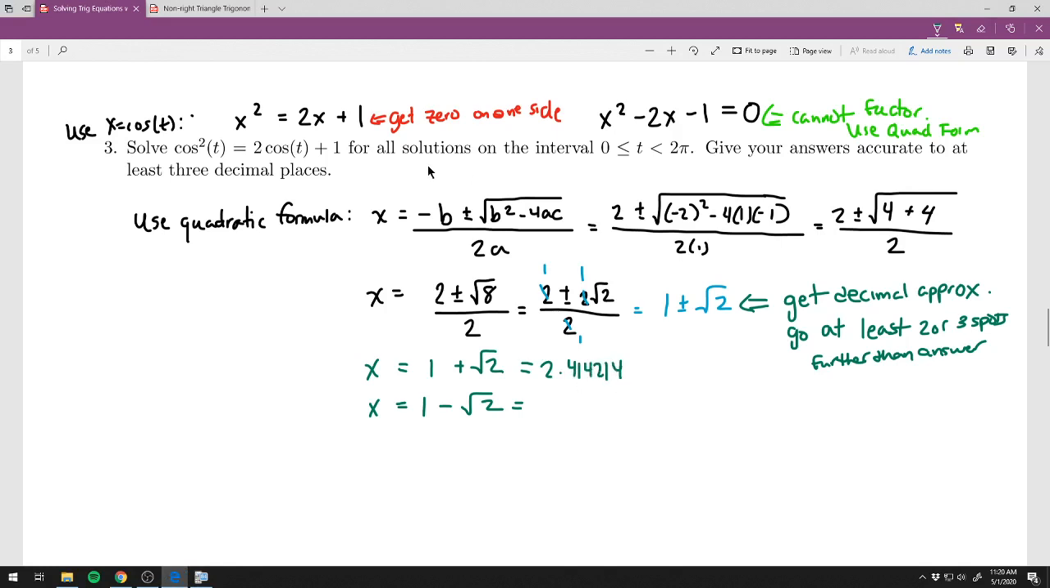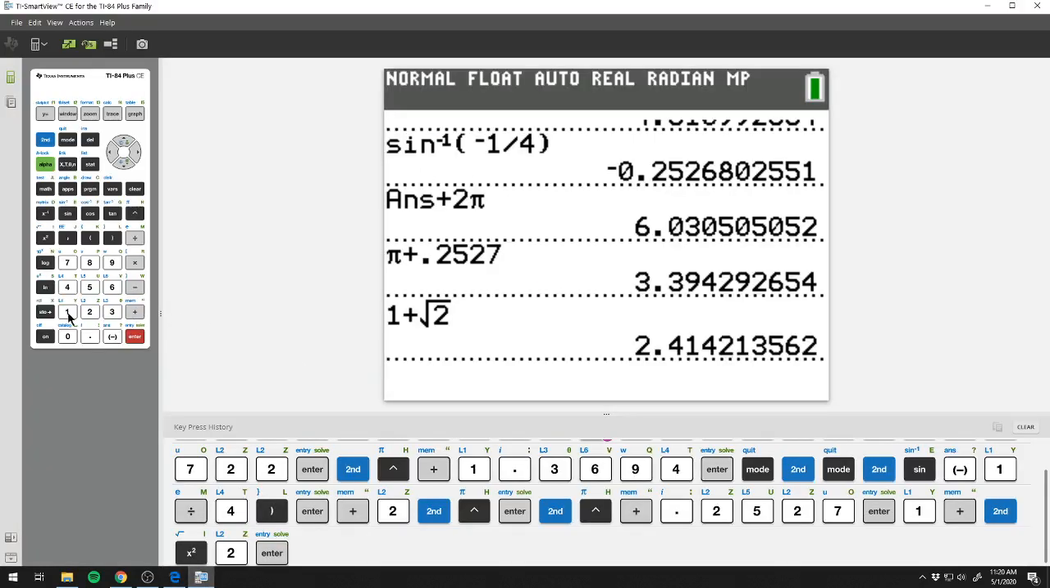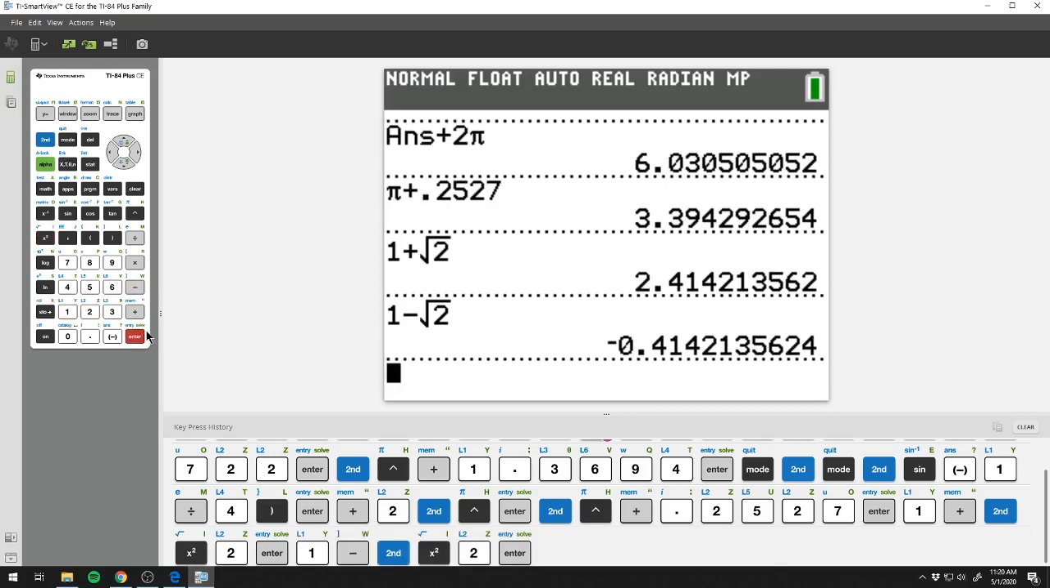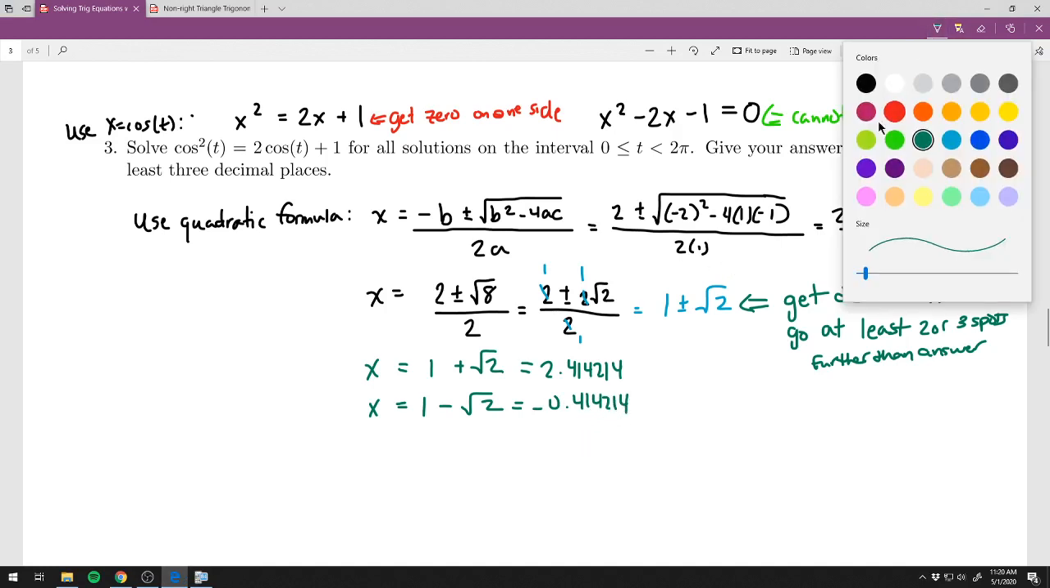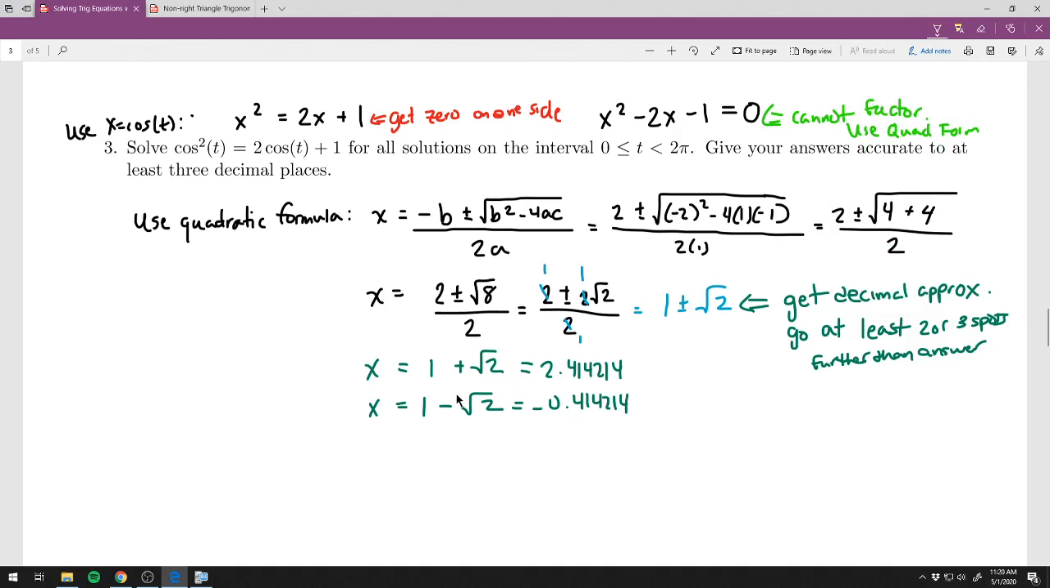2.414214. And 1 minus the square root of 2 is the negative of that decimal, negative 0.414214. Right. Now that we've completed the quadratic formula, what you want to do now is plug back in. This is the step I would do anyway, but you've got to remember to do it at some point.